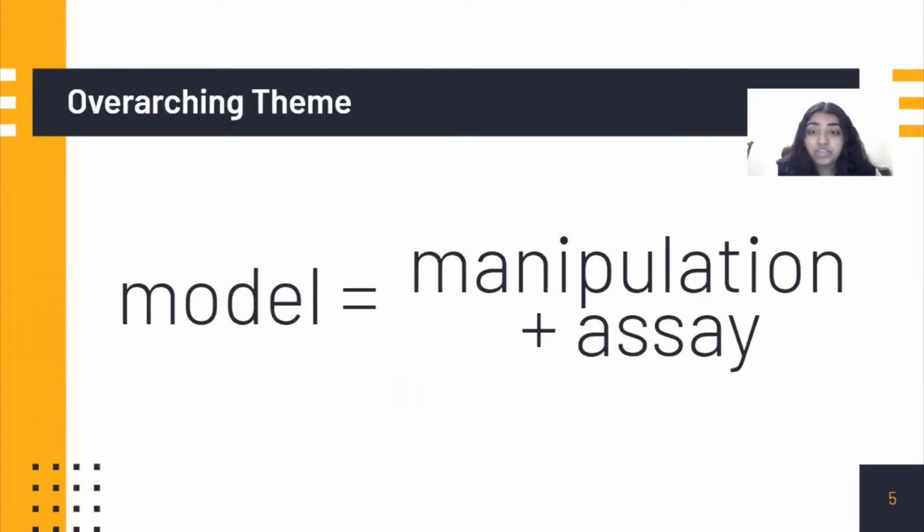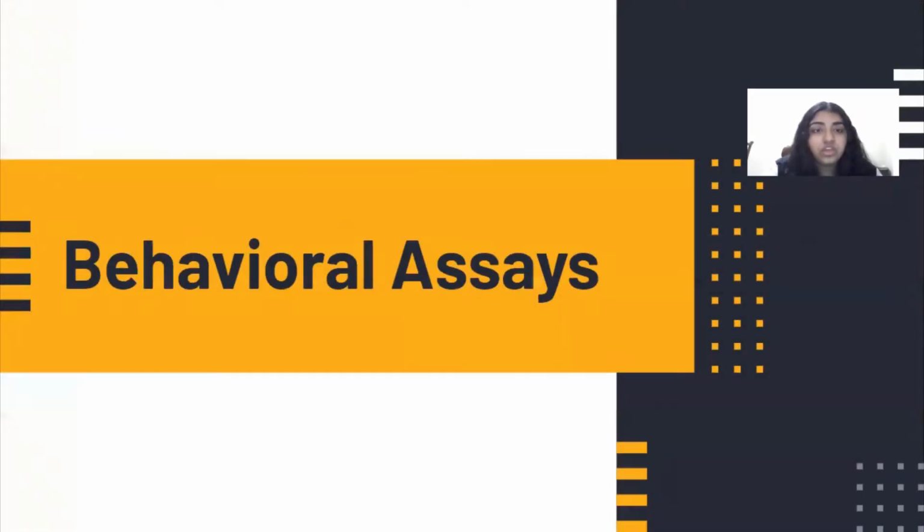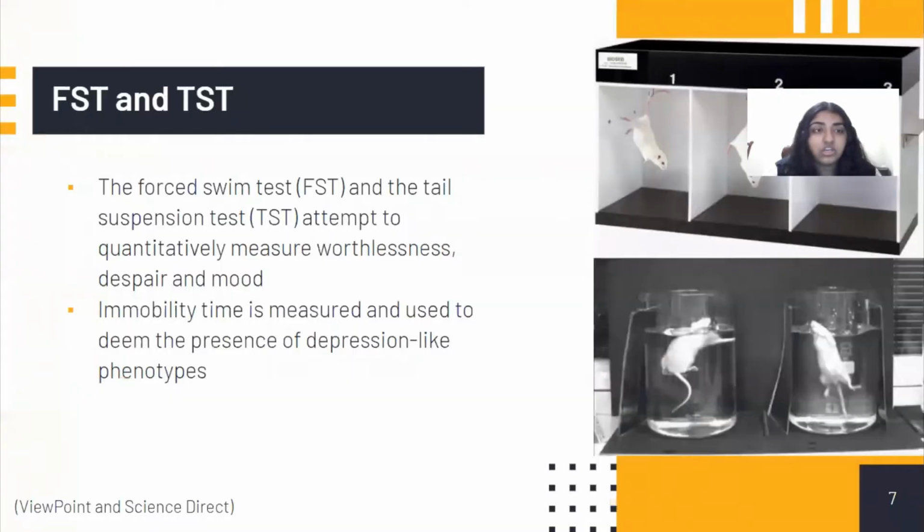One thing to keep in mind is this overarching theme that a model of depression combines an environmental or stress manipulation with a behavioral assay, which basically examines the effect of this manipulation on the animal. So we're going to look into the latter part of the equation first. A behavioral assay is just a test that examines the behavioral effect of something. And we're going to be exploring the most common behavioral assays for depression.